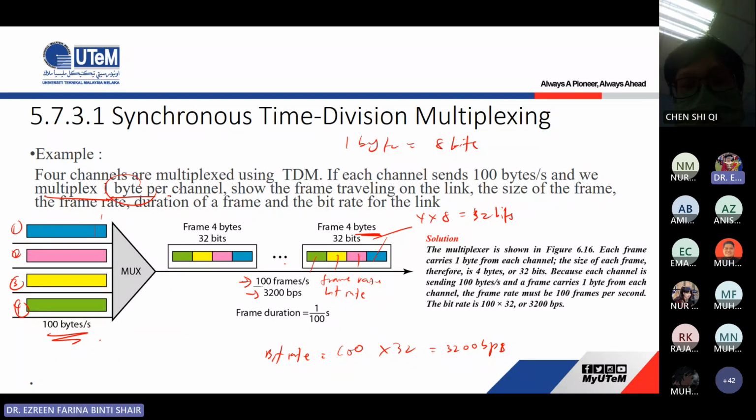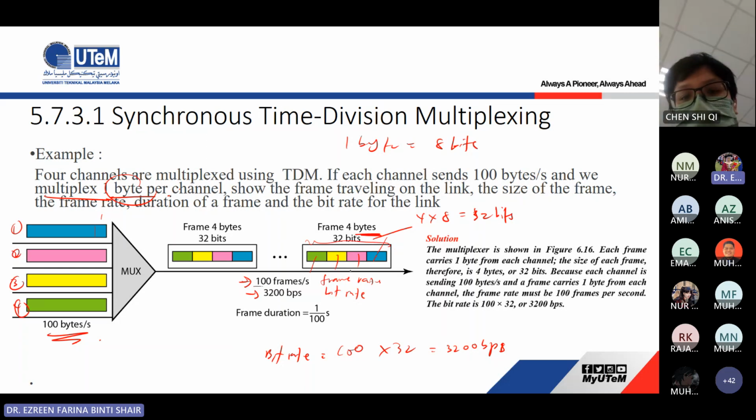Okay, and the frame duration you can actually calculate like this: 1 over 100 per second. So this is the frame duration. Frame duration is this one, the duration of one frame.